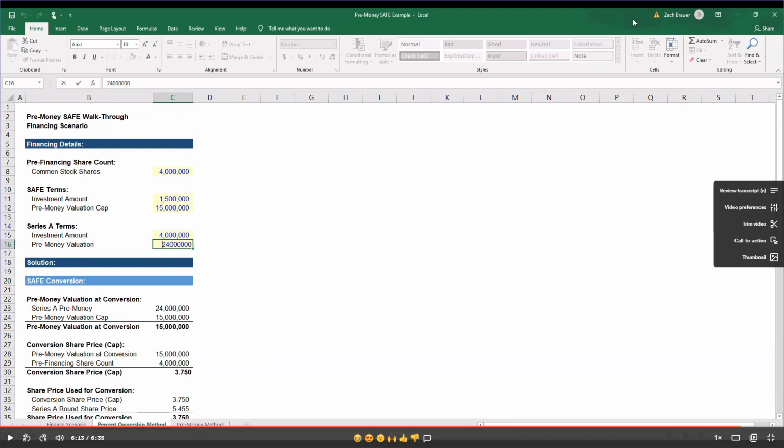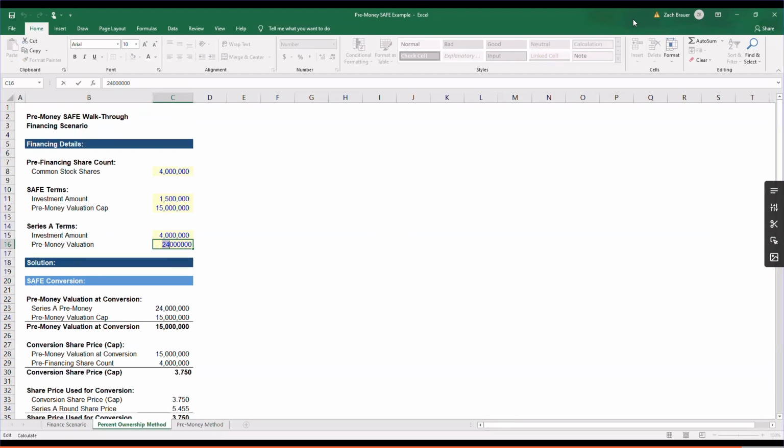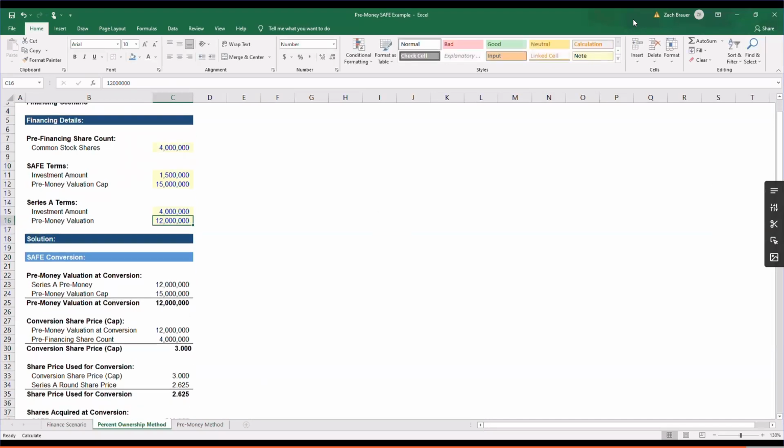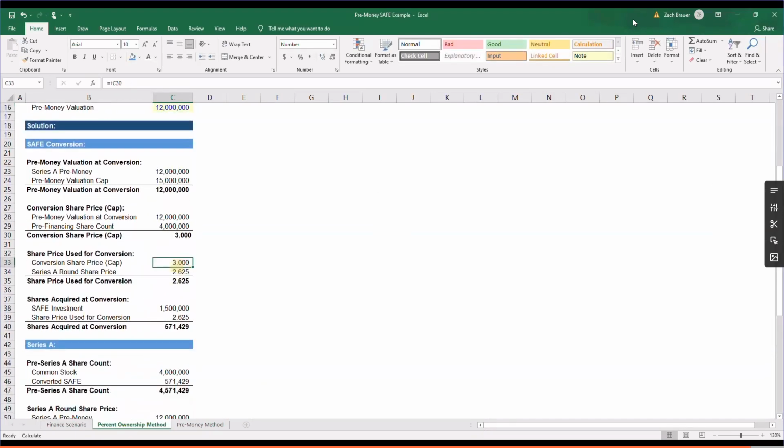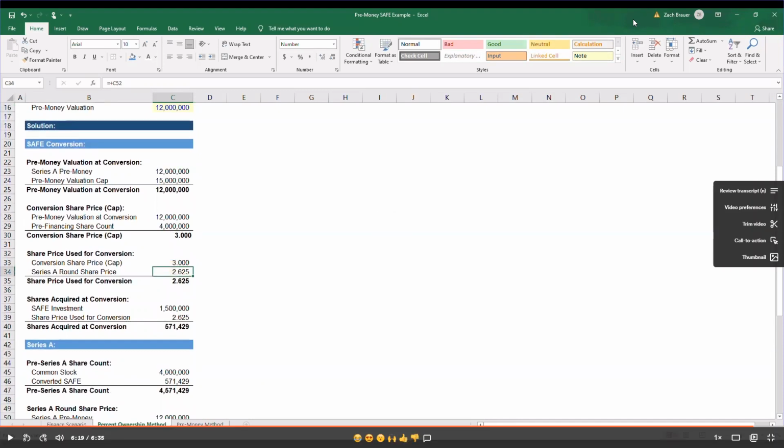Now, I've shown up till this point how this math works in the event that the pre-money valuation for the Series A is above the cap. But now we're going to do it where the pre-money valuation for the Series A is below the cap. And I'm going to cut the Series A investment and Series A pre-money in half. So I've cut the investment from 8 million to 4, and I'm going to cut the pre-money valuation from 24 million to 12.